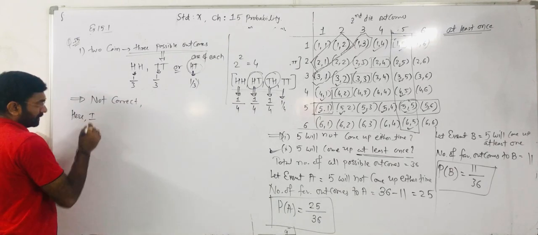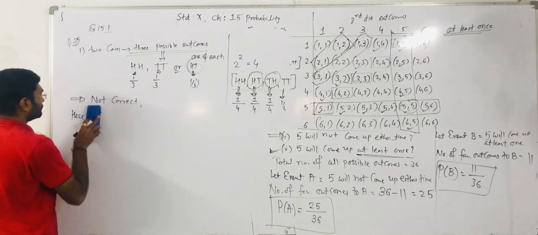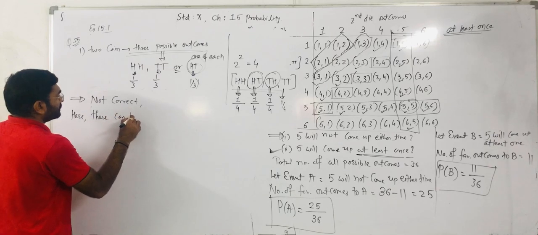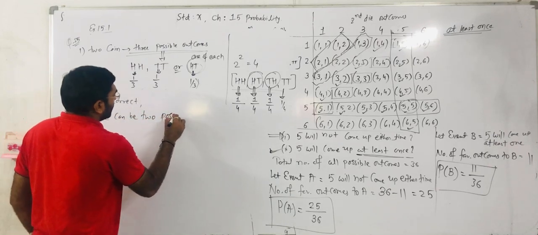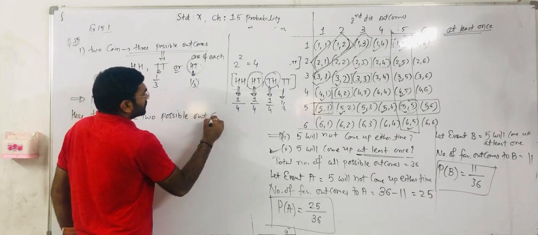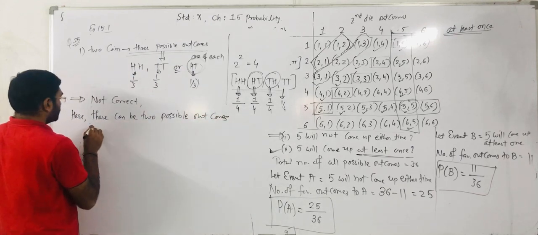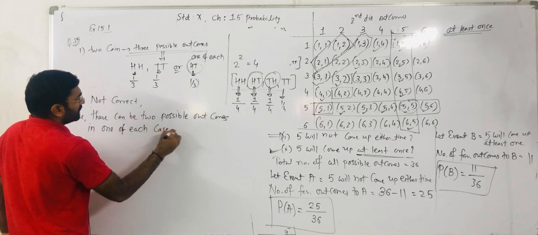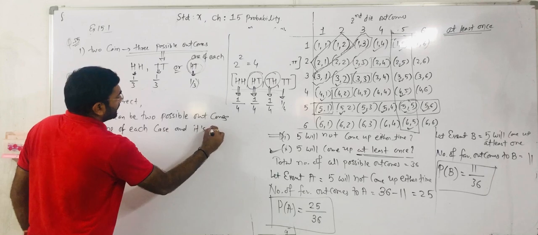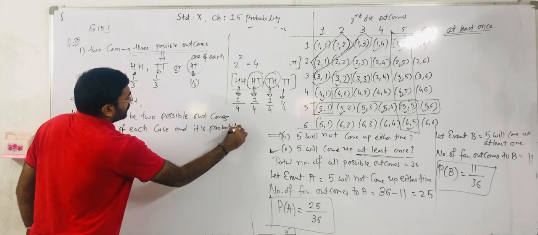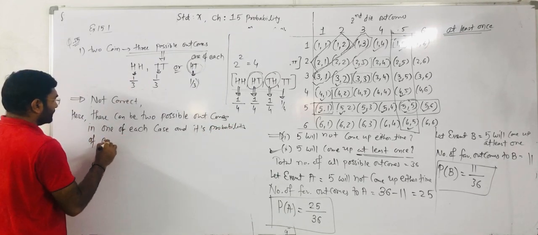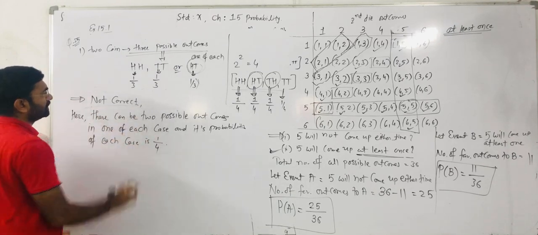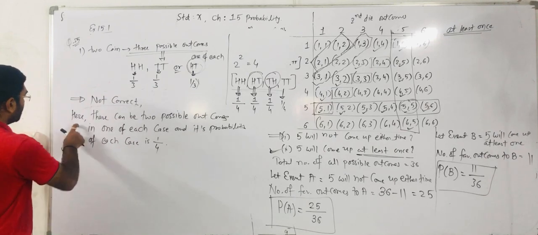There can be 2 possible outcomes in the one of each case, and the probability of each case is 1 by 4. That's why the argument is not correct. Okay, here we have defined the reason.